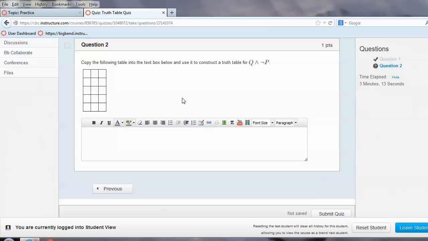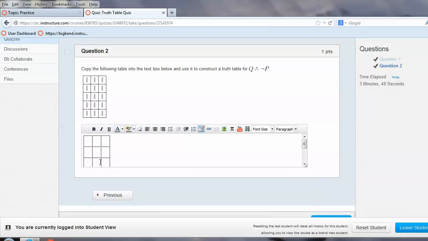So here's the second kind of truth table question that you'll see, and this is what the challenge for this week looks like. So this says copy the following table into the text box and then use it to construct a truth table for this formula. So making your own table in Canvas is kind of a hassle, but what you can do if I give you a template for a table like this is click and drag to highlight it and then copy it, Control-C on a PC or Command-C on a Mac, and then paste it with Control-V on a PC or Command-V on a Mac, and that puts the table into the text box here for you with the right number of boxes.